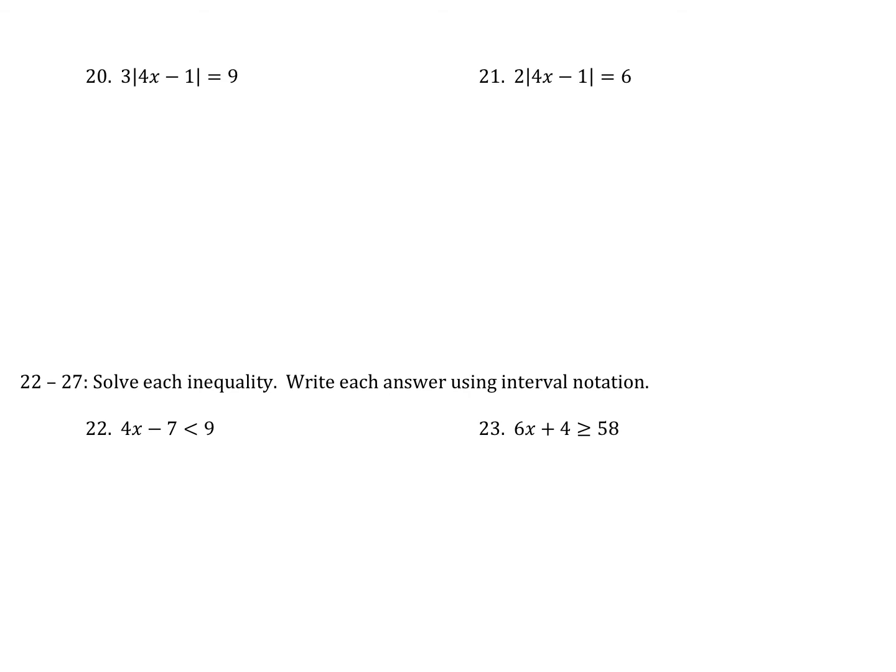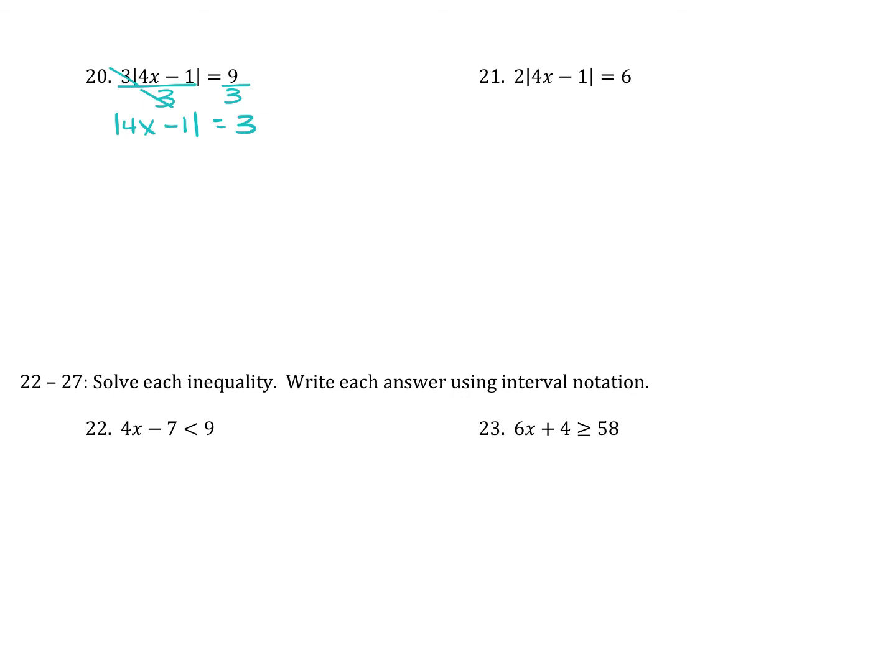So for 20, you have 3 times the absolute value of 4x minus 1 is equal to 9. First thing we're going to do here is move the 3 over. It's being multiplied by whatever the absolute value of that 4x minus 1 is. So start by dividing each side by the 3. On the left side, they cancel out, so you have the absolute value of 4x minus 1 is equal to 9 divided by 3, which is 3. Your absolute value is isolated. It is equal to a positive number, so you can continue.